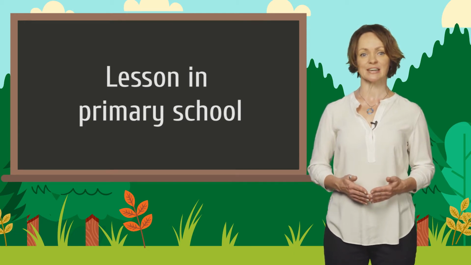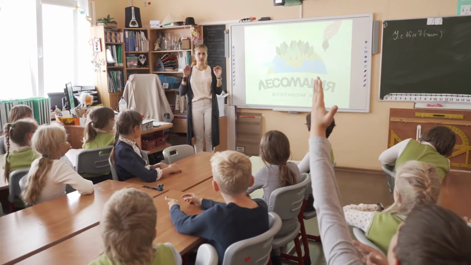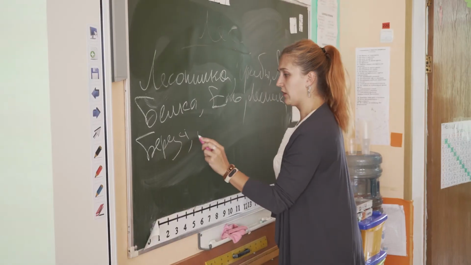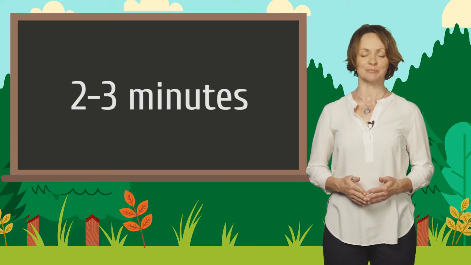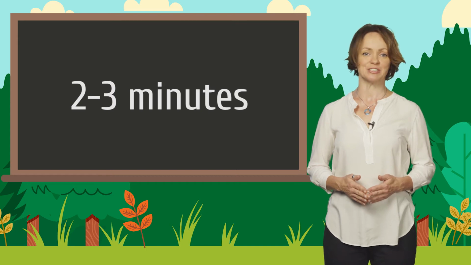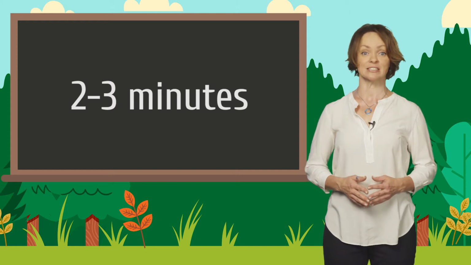At the start, students are invited to take part in a warm-up activity. They name their associations with the word forest, and the teacher puts them down on the board. It takes 2 to 3 minutes. In the end, discuss with the students what kind of sentiment towards the forest those words imply.